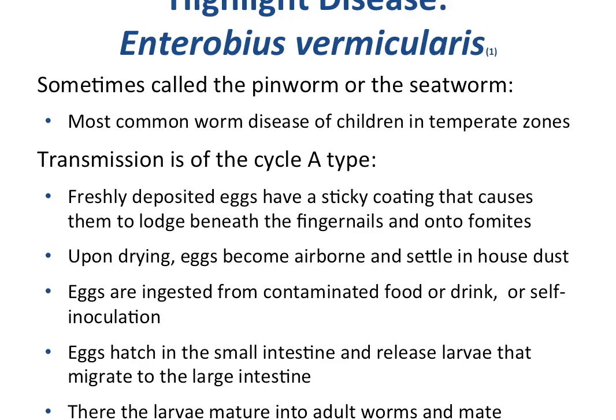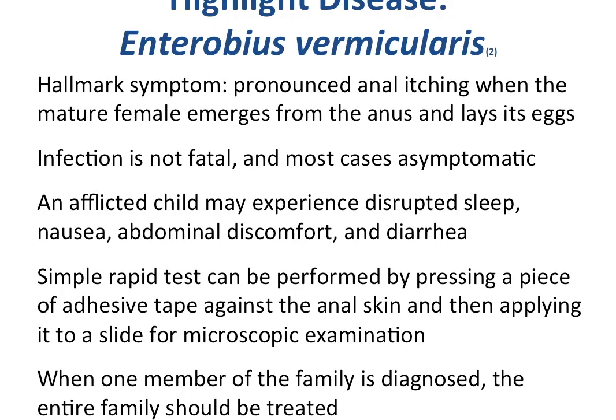So the patient may consume the eggs from contaminated food or drinks, and then the eggs will germinate in the small intestine, release larvae, and migrate to the large intestine. The symptom would be anal itching, because the female will migrate to the anus to lay eggs.